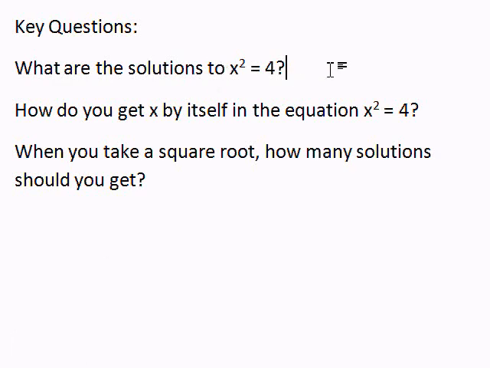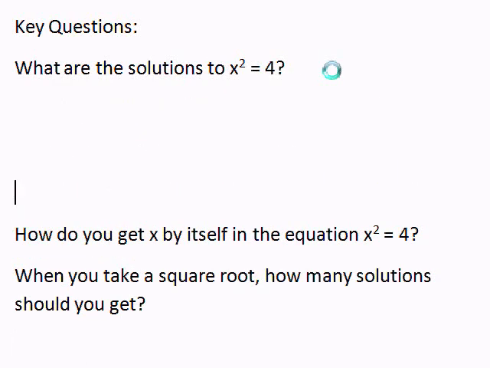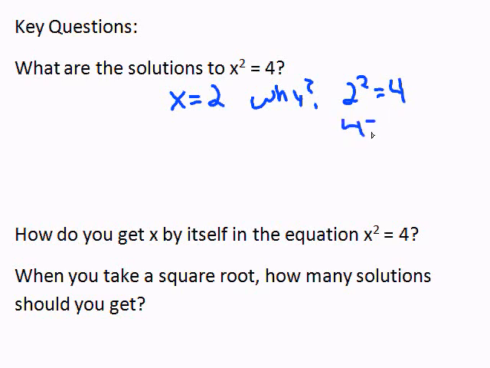First one, what are the solutions to x squared equals 4? In other words, what numbers can I substitute in for x and square them to get 4? Well, the obvious solution is 2. Why? Because 2 squared equals 4 is a solution, because 4 equals 4. Now the not so obvious solution is x is also equal to negative 2.